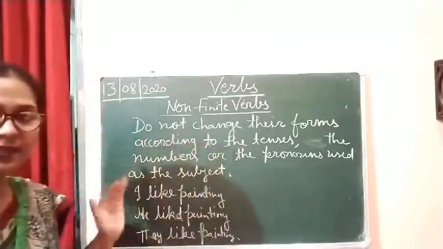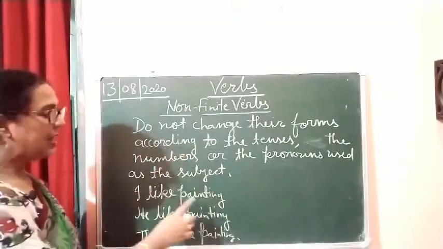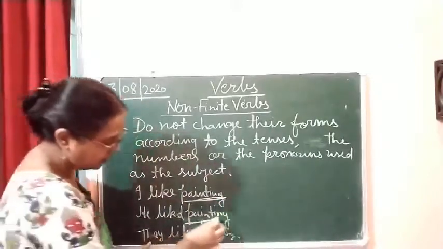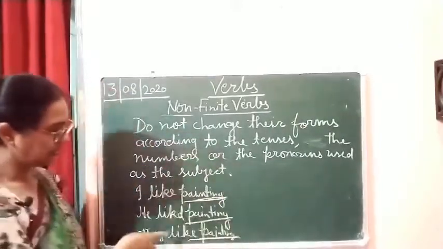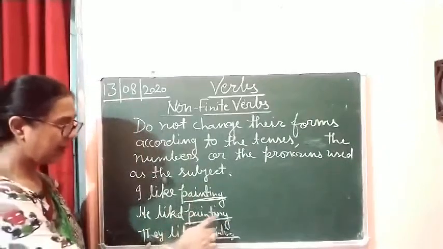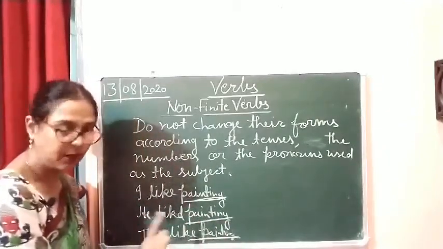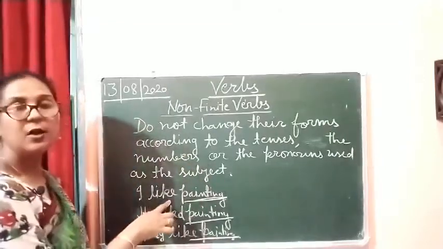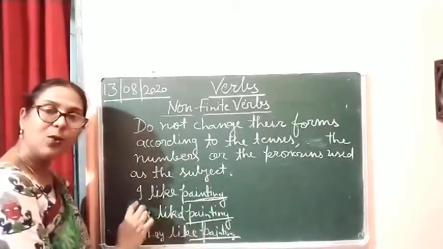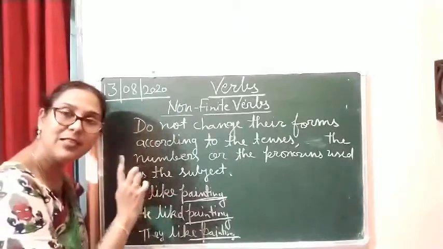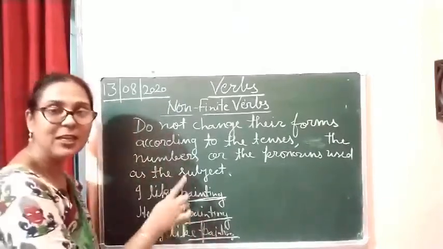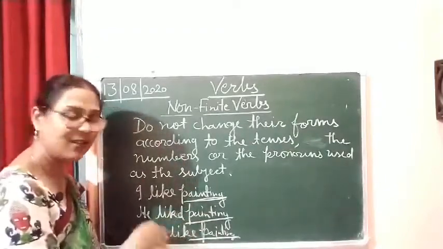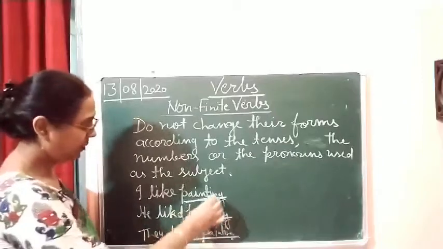Now here I have given some examples. I like painting. Here you can see painting. In three sentences you can see: I like painting, he liked painting, they like painting. The first is written in present tense. If we talk about tenses, the painting is not going to change in present, past or future tense. It will remain the same.